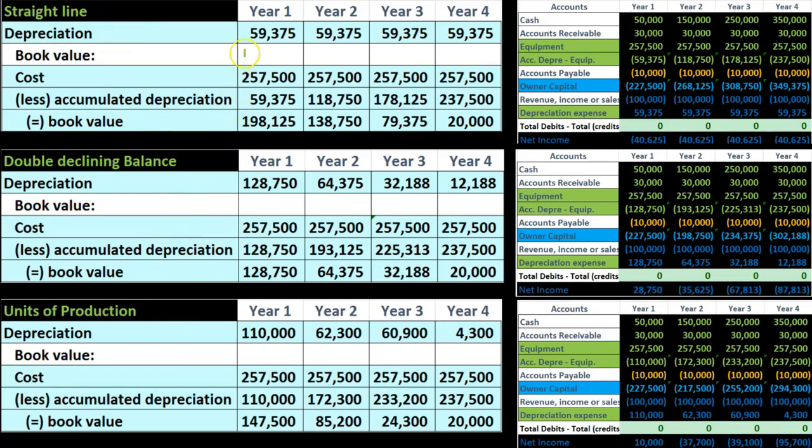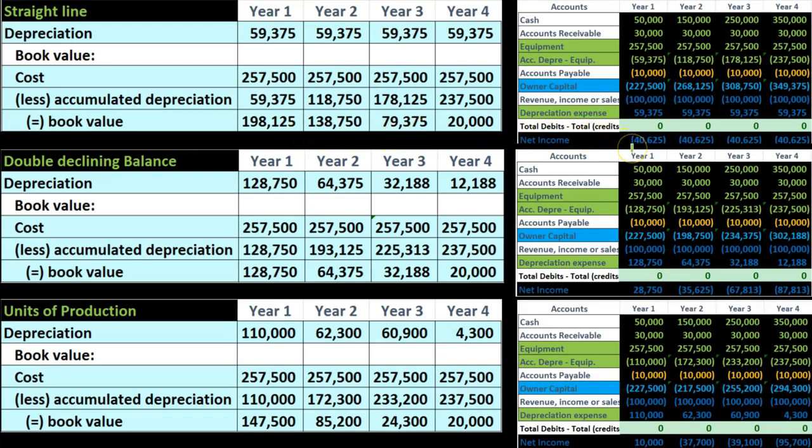Remember, what happens under the straight line is that we have an even amount of depreciation over the 4 years. This would make a lot of sense to most people. This would be the first thing that most people would start to think of if they were confronted with this problem of trying to find comparability. And what happens to the book value? It goes down at a constant rate.